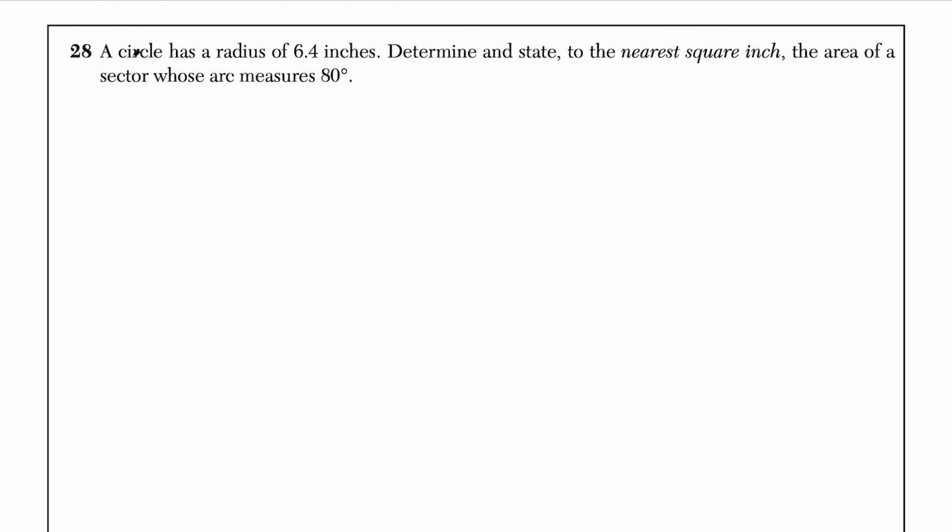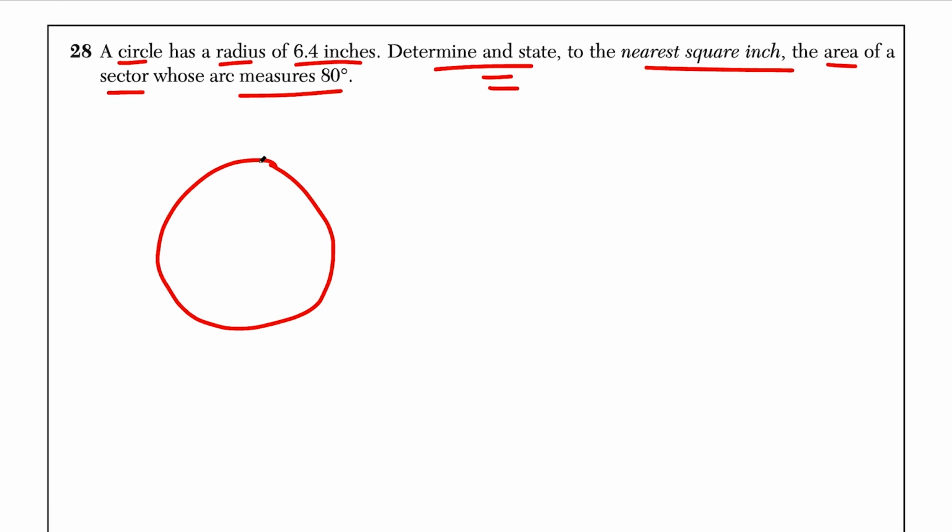Question 28, a circle has a radius of 6.4 inches, and we have to determine and state to the nearest square inch the area of the sector whose arc measures 80 degrees. So for this question, let's just draw out a circle, and we're finding the area of just this part of the circle. So we have a sector here. The measure of the central angle here is 80 degrees.